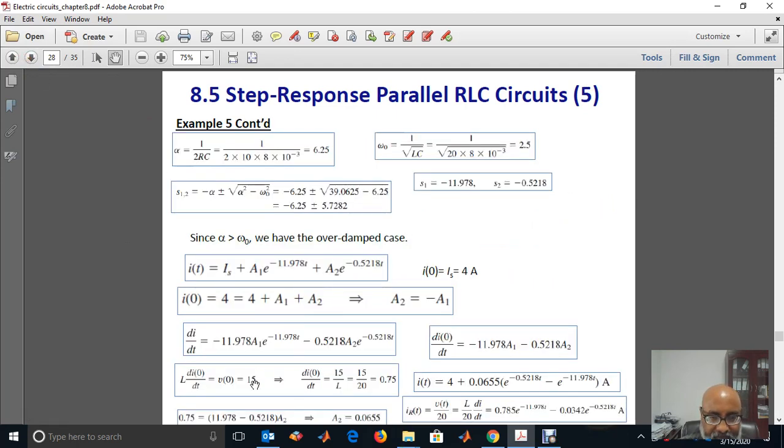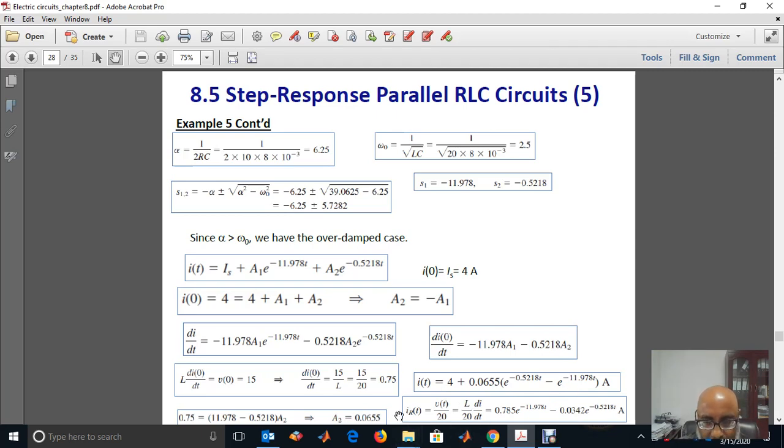So this is 15 volt, but we take the derivative of this. The derivative of the first part is 0. The derivative of the second part is minus 11.978 times A1 e to the power of minus 11.978 t. Then we evaluate at t equal to 0, because A2 is equal to minus A1, and I have this another equation, two equations with two unknowns. We can solve for A1 and A2. And finally, we get I of t given by this.